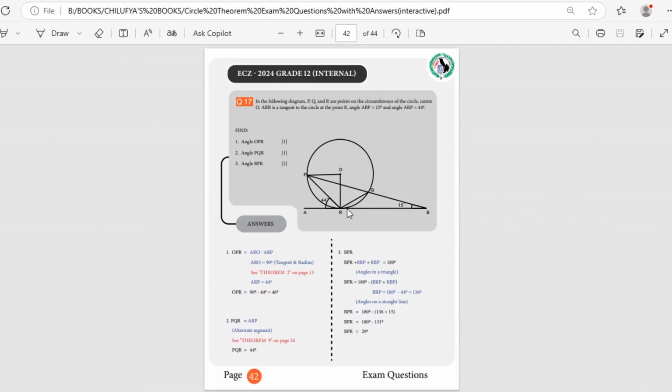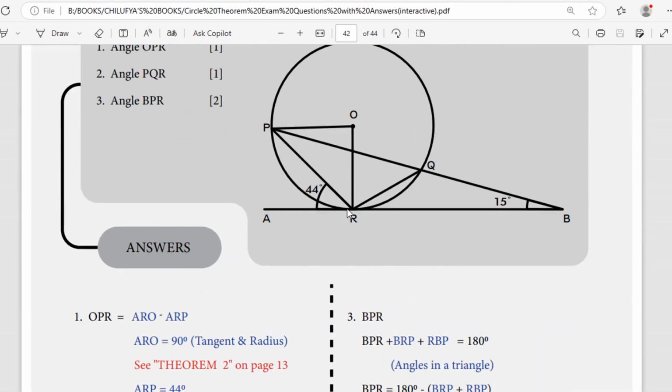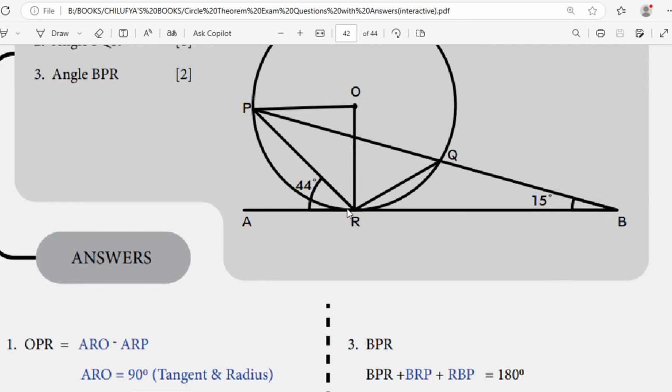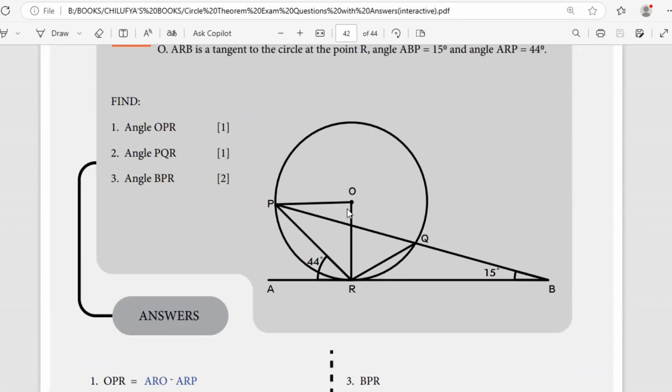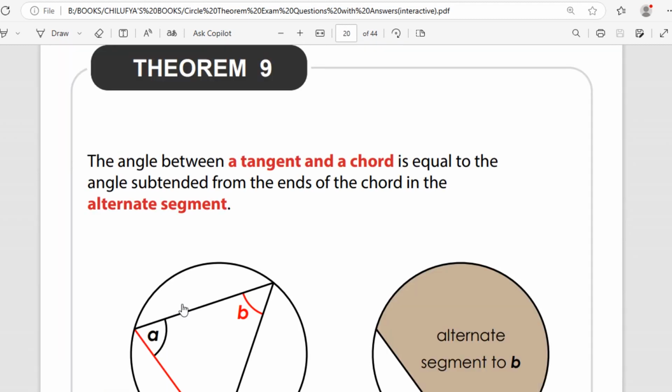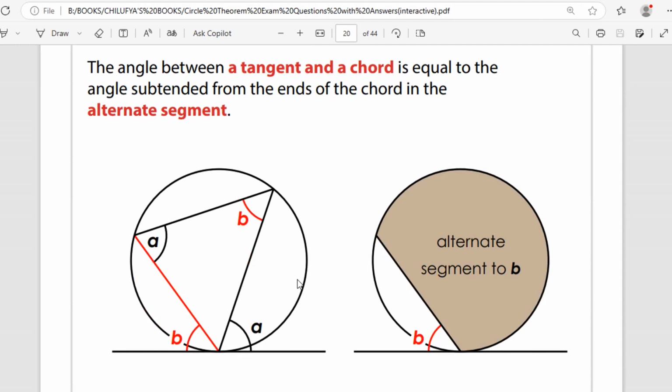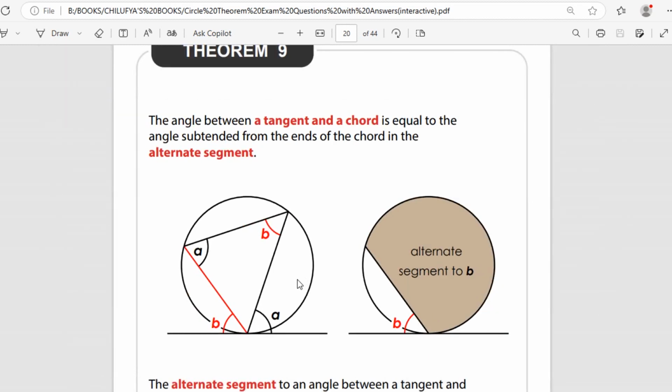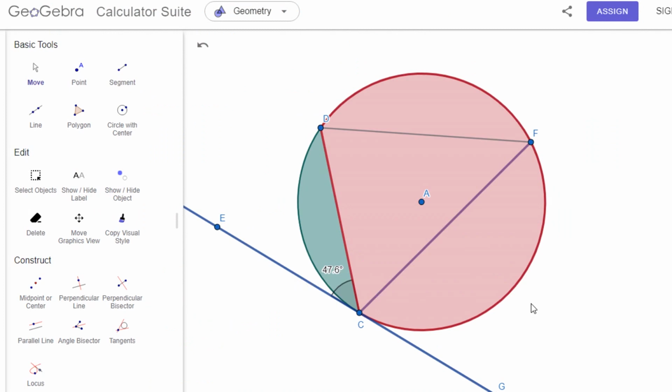As you can see, this was what is happening. This is the question that came. This is very important. We have a radius, we have a tangent, and we were asked to find angles. And this is the answer on question 2. Alternate segment, as you can see. So these questions, my friend, come in the exam. It's very important that you understand them. So this can be a scenario of how a question might come in the exam.